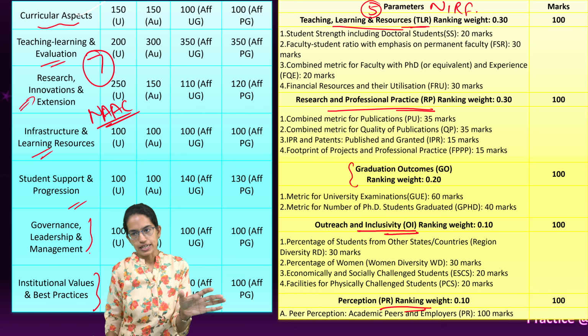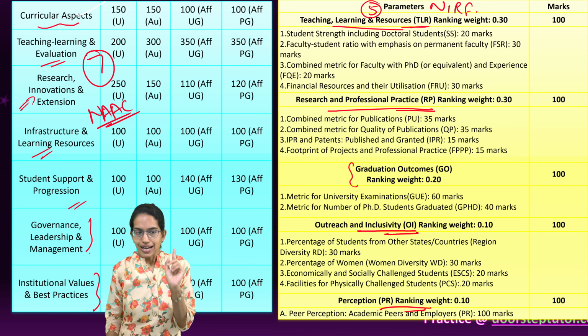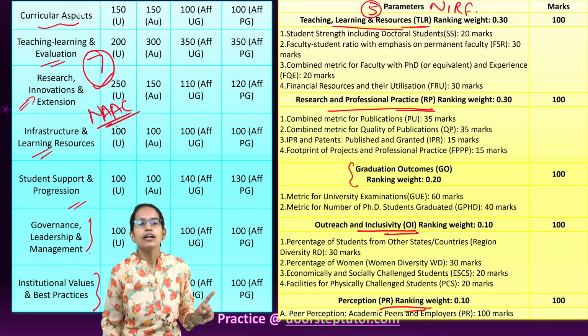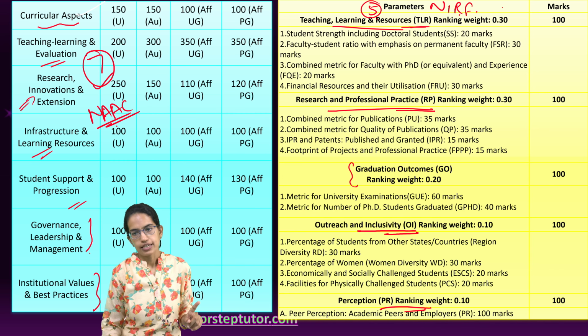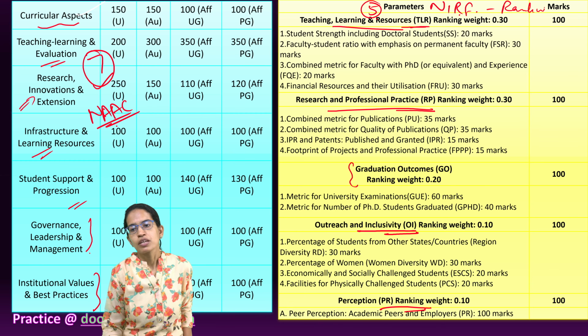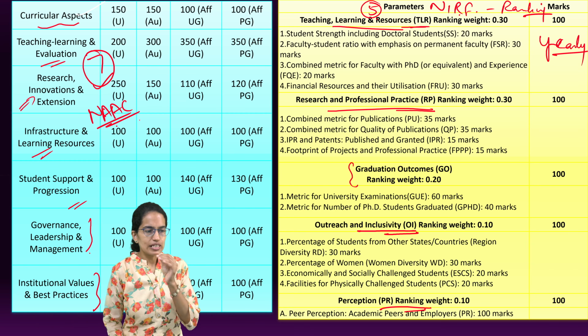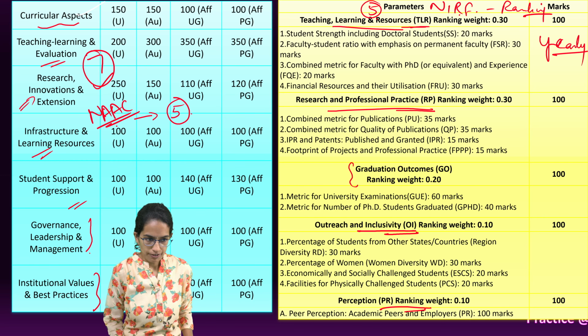Now these criteria are important. As I said, that is one of the differences: 7 parameters under NAAC, 5 parameters under NIRF. NIRF is the ranking which is done on a yearly basis. So every year this NIRF ranking is released. However, the accreditation given by NAAC is valid for 5 years.